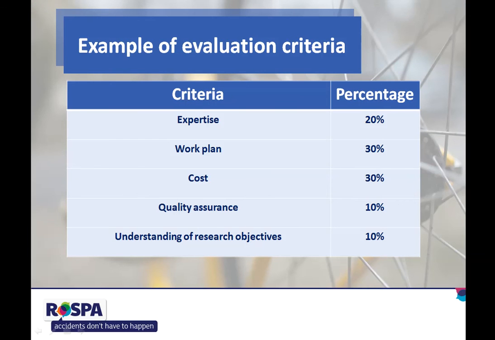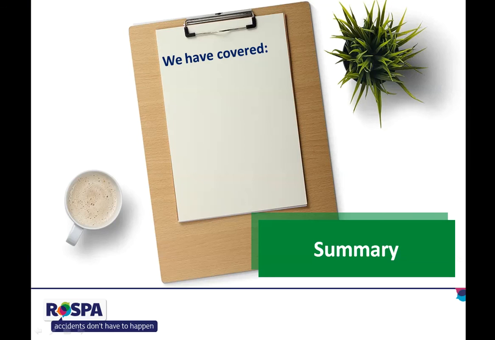In this example, the research specification states that work plan and cost are the most important elements in selecting an evaluator. At this point, it is also important to remember that you can ask an evaluator to provide a paper copy of the research proposal, a presentation, or for larger evaluation projects, you may ask for both.